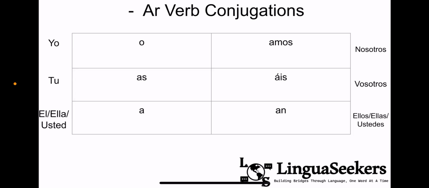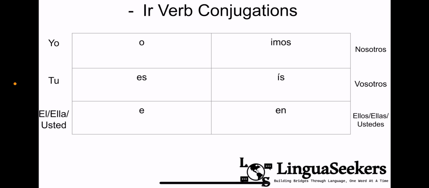Now let's look at the traditional or regular AR, ER, and IR verb conjugations. With the AR verbs: o, as, a, amos, áis, and an. With the ER verbs: o, es, e, emos, éis, and en. IR verbs: o, es, e, imos, ís, and en.